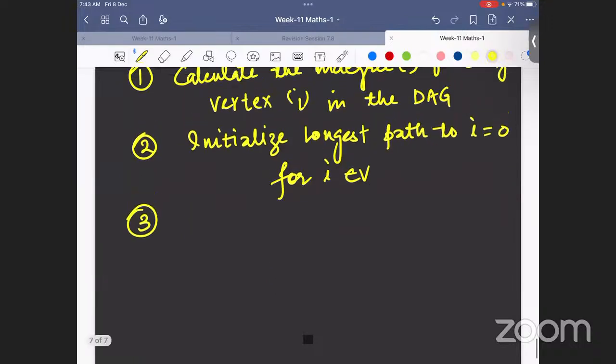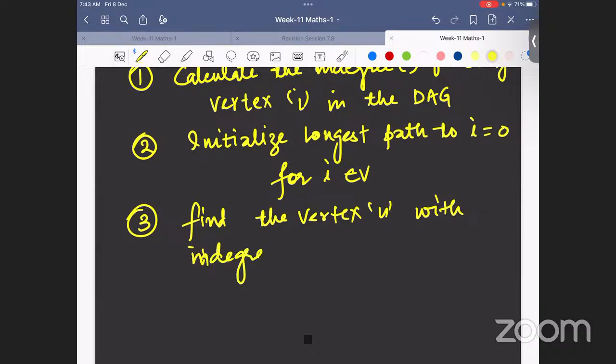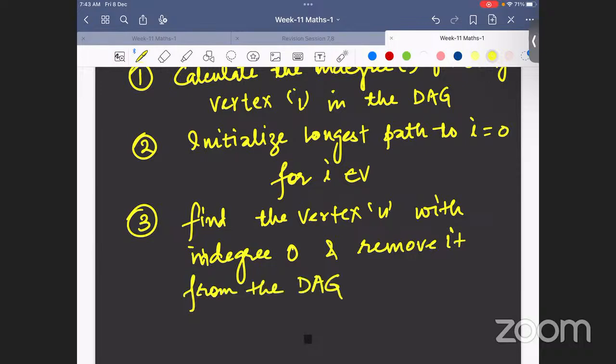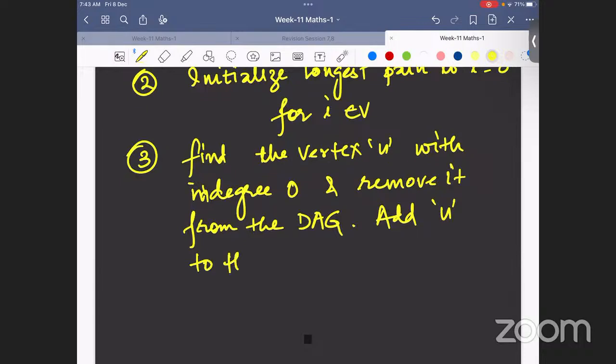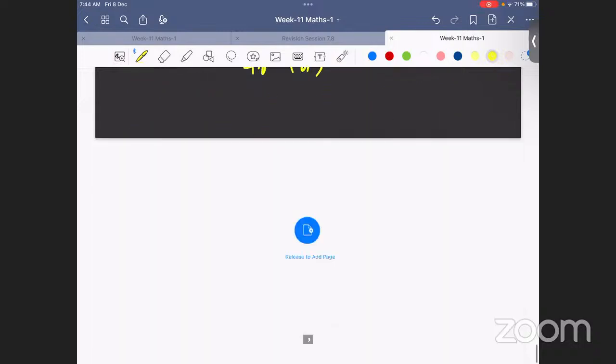The third step should be, you have to find the vertex U with in degree 0 and remove it from the graph, and add that U to the topological sorting and give the longest path to U. And how will you update the value?